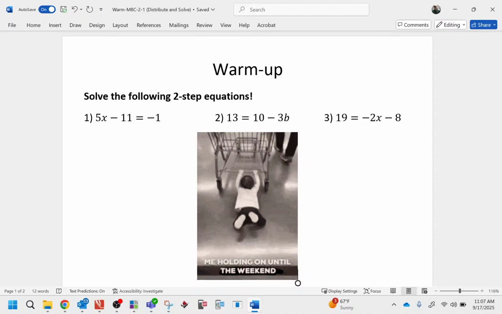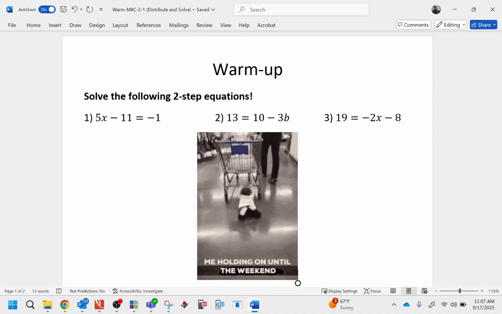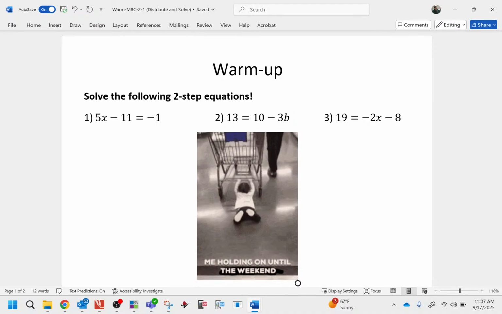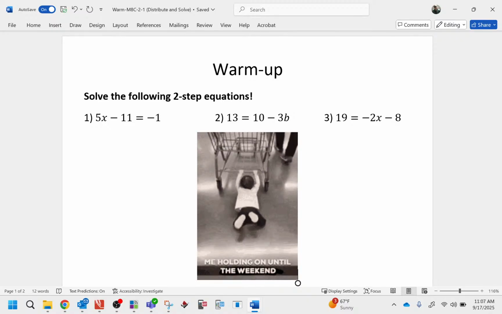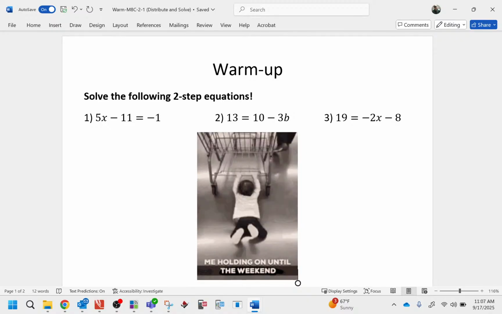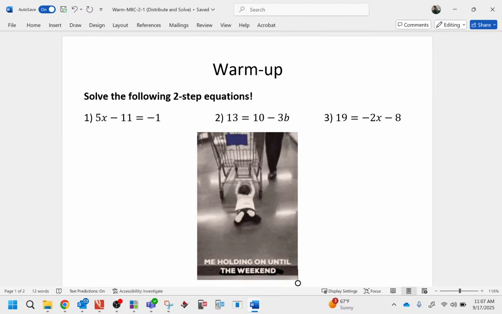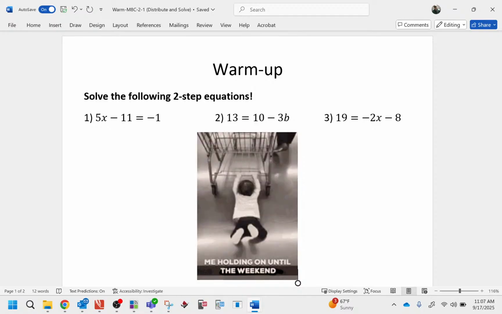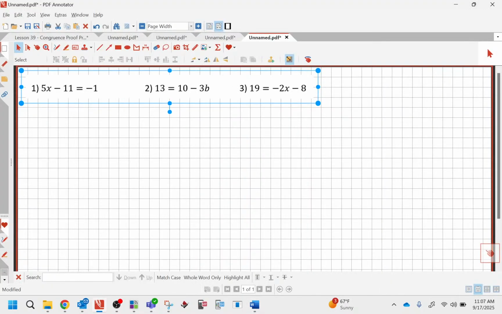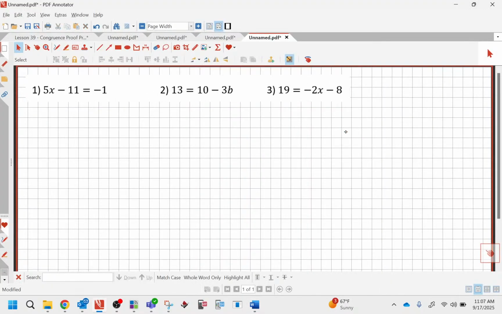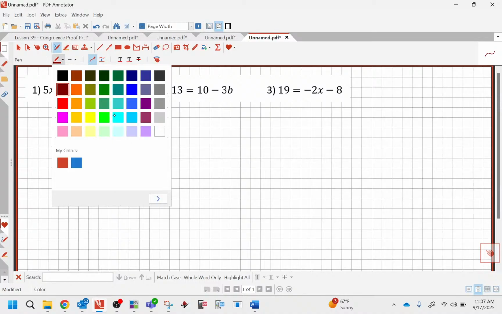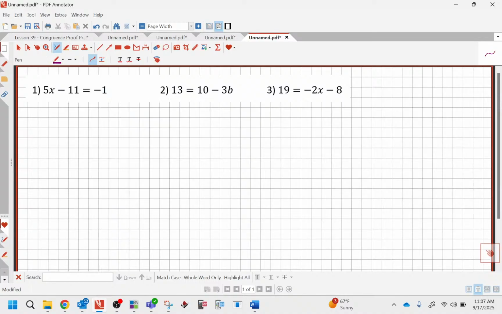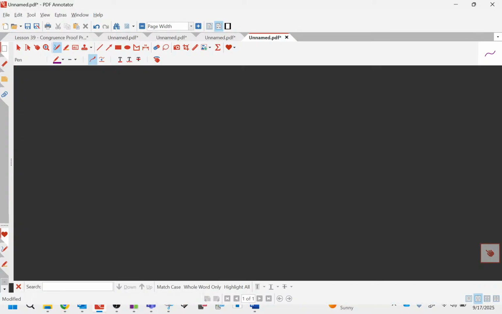Okay. Can I get you guys back up here in 5, 4, 3, 2, 1? Alrighty. Alex, what is your favorite color? Purple. Love it. Change it over here to purple. What did you get for number 1? What is the value you got for X?